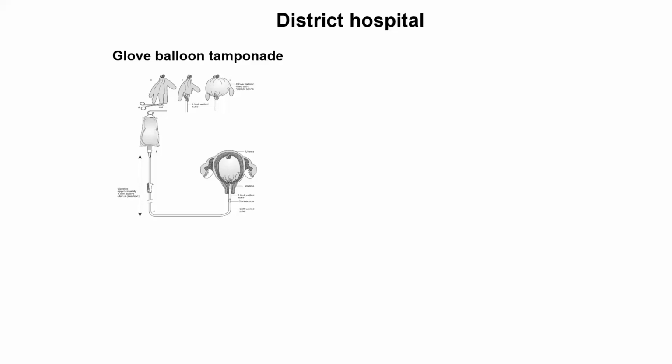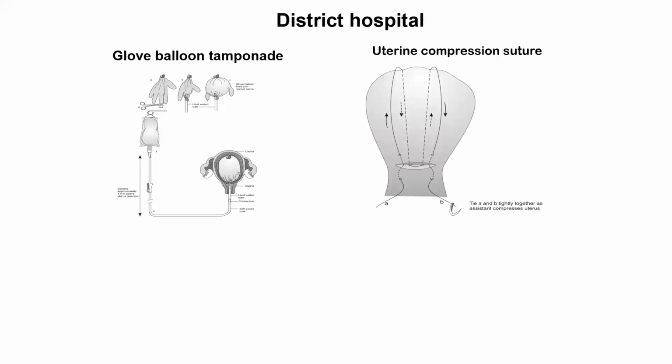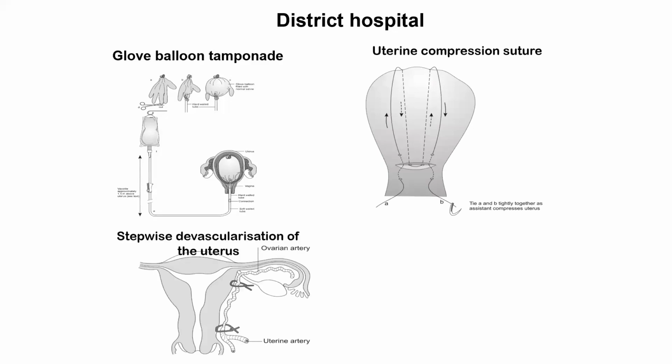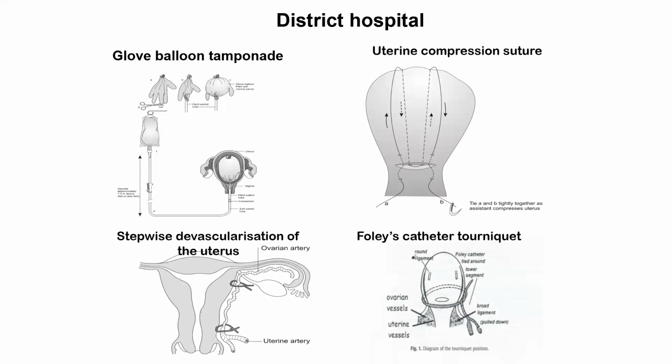So if you are in the periphery, you don't have the luxury of balloons, you can use a condom catheter or you can use a glove. It works as a tamponade. Also, if you are in theater in the peripheral hospital, don't forget to do a B-Lynch for those patients with an atonic uterus, or you can do a stepwise devascularization of the uterus if you can. Remember, if you can't, you tie the uterus as hard, as low as you can and you clamp and you refer the patient to another level of care.